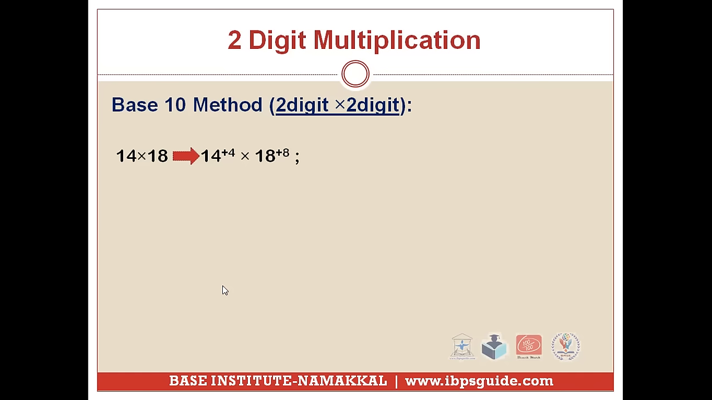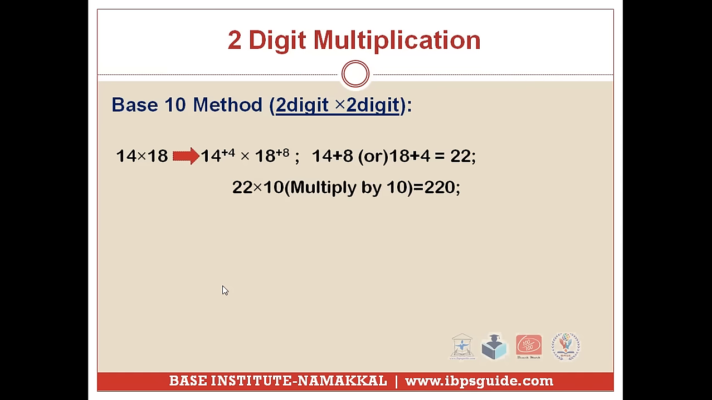In the next step, the number 14 is added to the superscript of 18, or else we can add 18 and the superscript of 14, so that we get 22, and then multiply 22 with 10, we get the resultant value 220, and we have to multiply the superscript values. Here multiplying plus 4 with plus 8, we get plus 32, and finally we should add the resultant number 220 and plus 32, we will get 252.